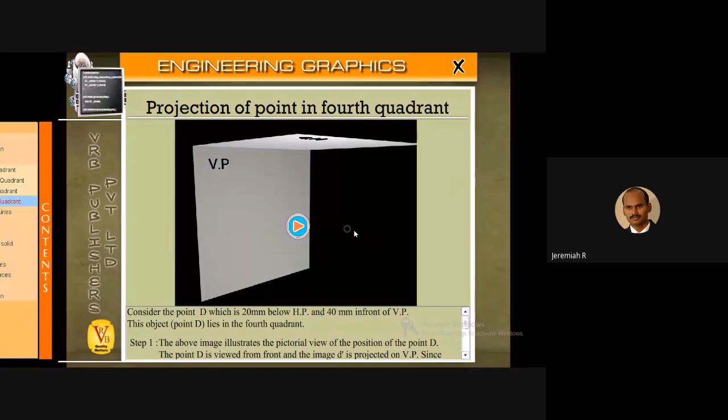So this is a fourth quadrant. A point is here. When you just see from here, the observer is from here. A point is here. When you just see from here, this is a front view. You will get a point here. If the point is O, this is O dash. When you just see from here, you will get a point here.